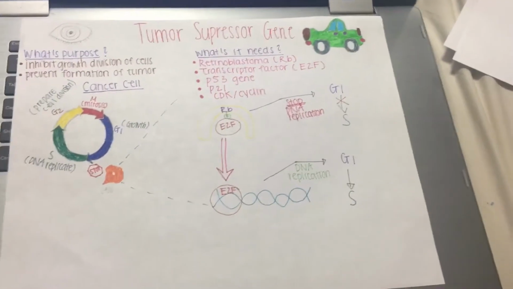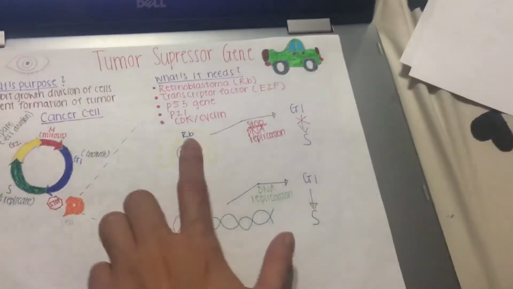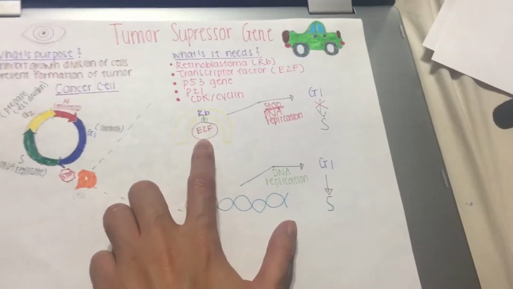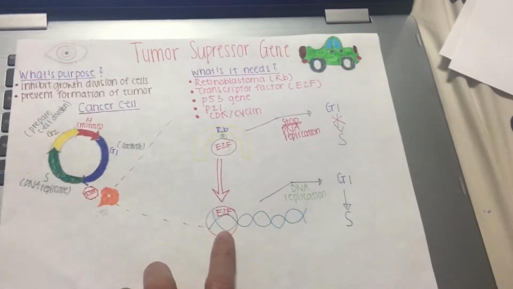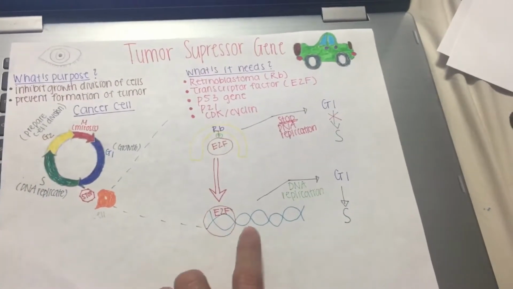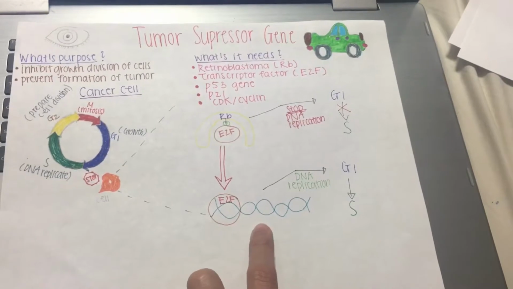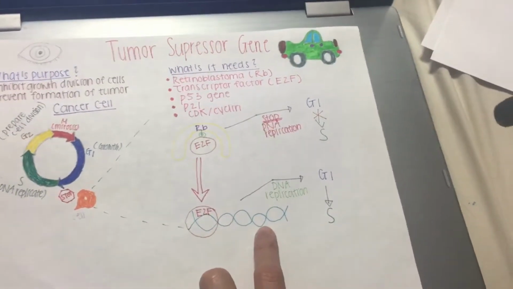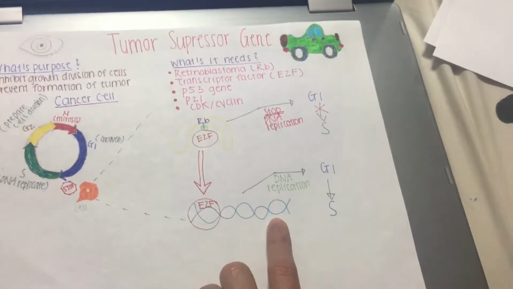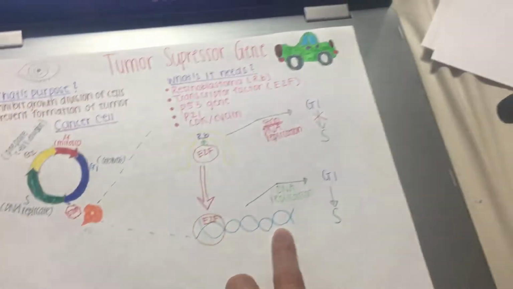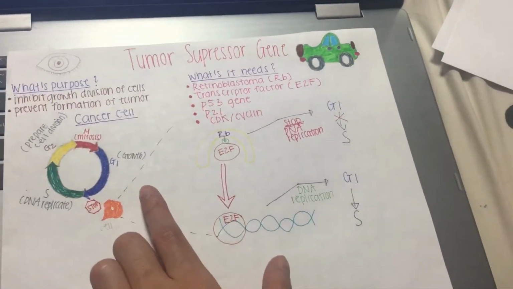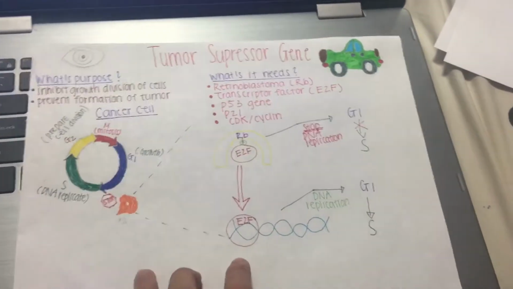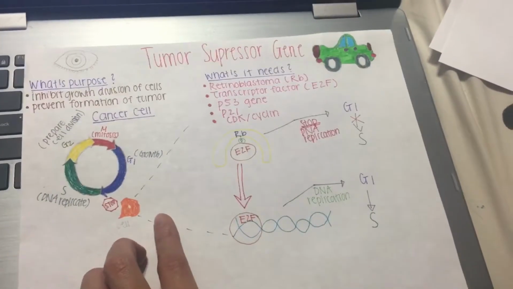So then the transcription growth factor E2F will bind to a sequence of DNA, where transcription and translation will occur to make protein. At G1, E2F stops building protein for DNA replication.